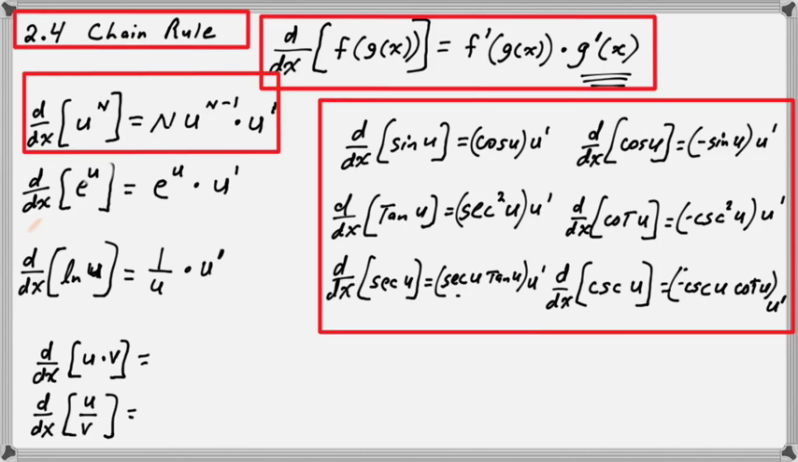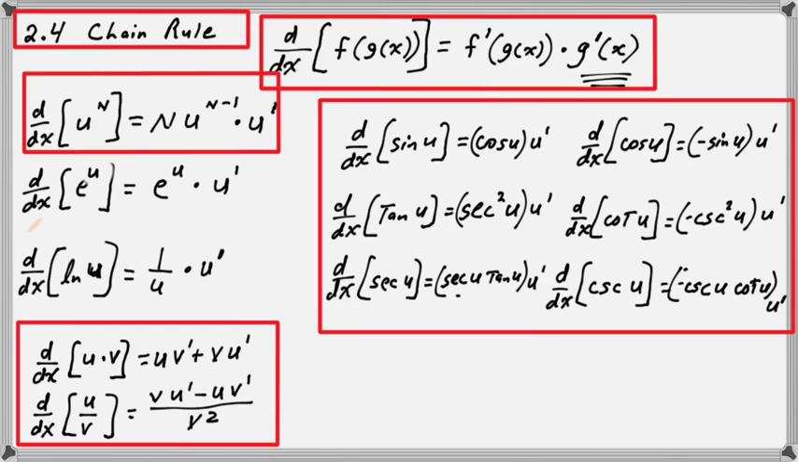So if you have the derivative of u times v, it'd be u v prime plus v u prime. Derivative of a quotient, use the quotient rule: the bottom times the derivative of the top minus the top times the derivative of the bottom, all divided by the bottom squared. So there is more. I forgot to give you the product and quotient rules.